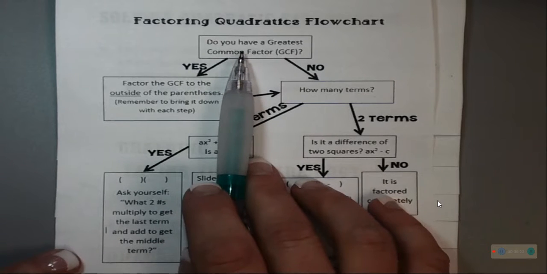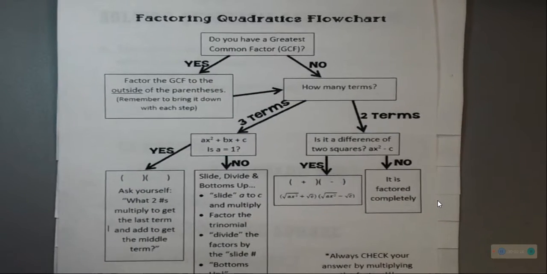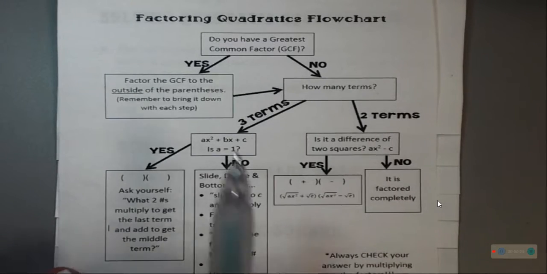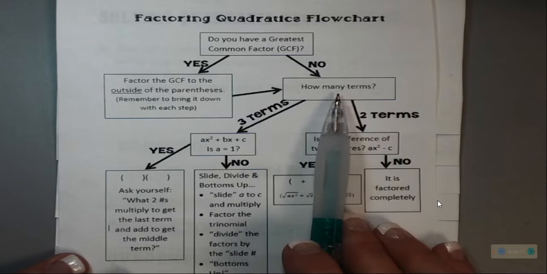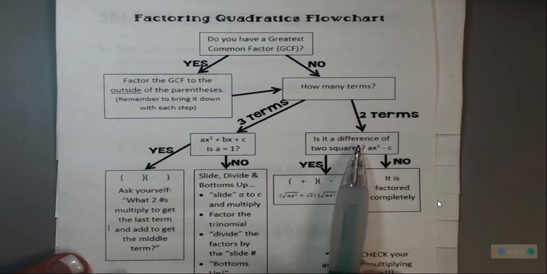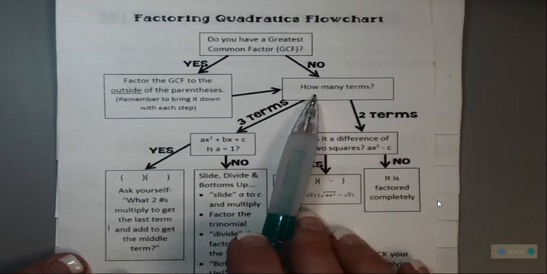First thing you're going to look for every time is, do I have a greatest common factor? If the answer is yes, you factor that out. And if it's no, you go straight to here. How many terms do you have? If you have just two terms, you're going to check for, is it a difference of two squares? If it's not, it's okay. It's already factored.